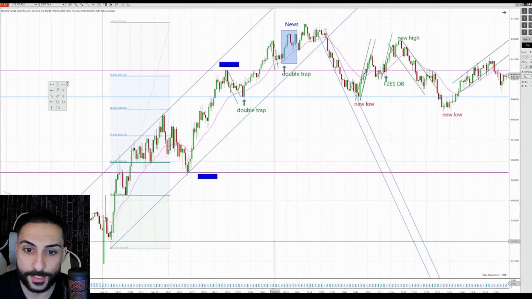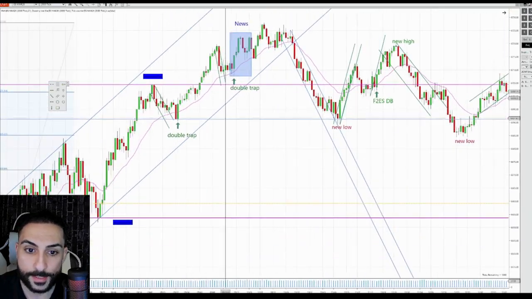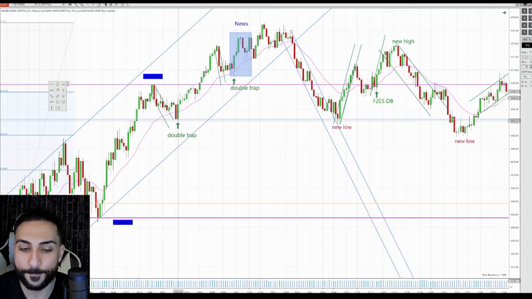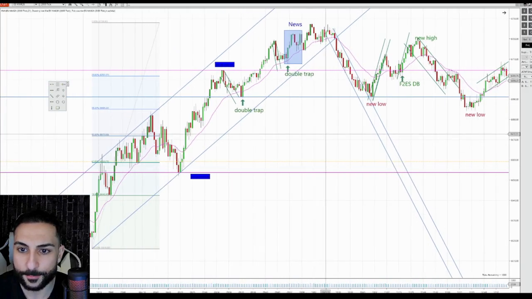So the only trade I did take was the double trap around this area. This was a great bar as well, but the only issue, it was about 1 minute after the bell rang, so we want to wait till that volatility settles. And other than that, it was a pretty simple price action day.